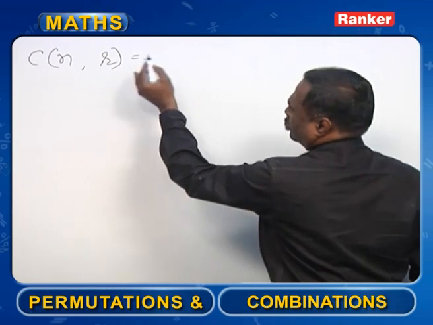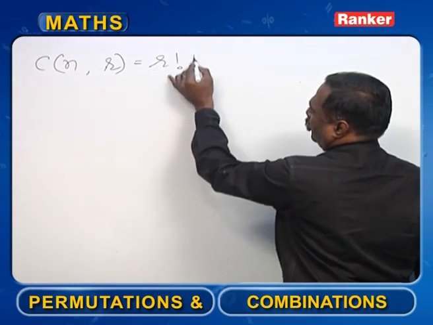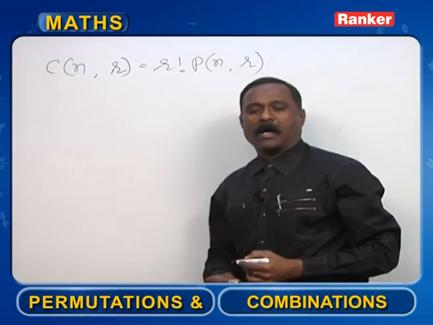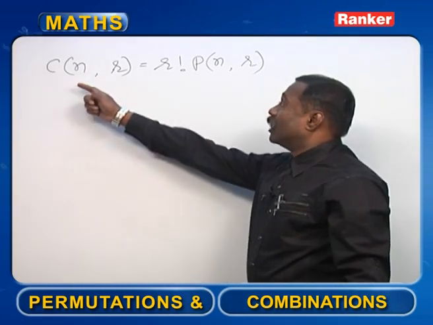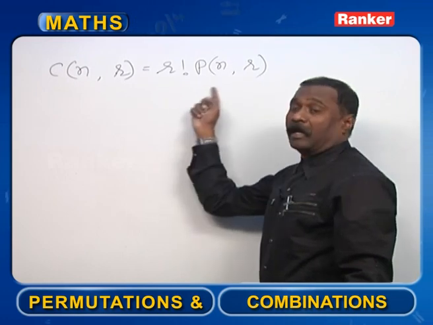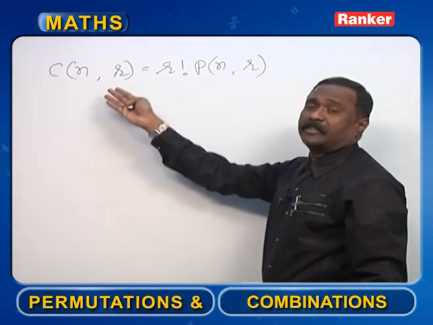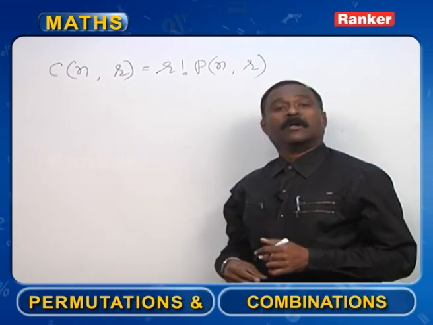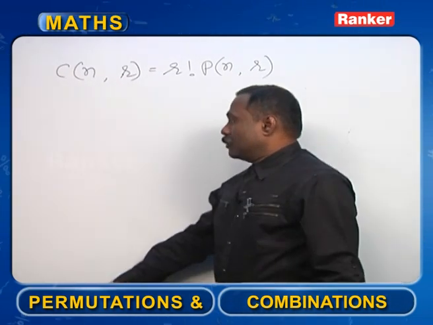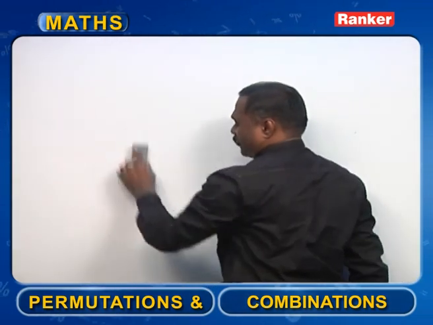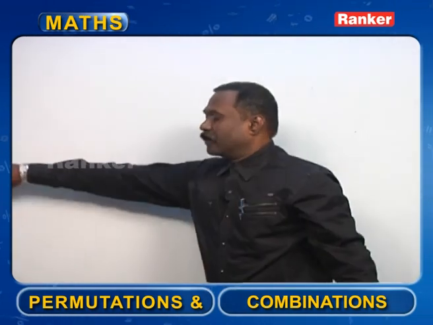nCr is equal to P(n, r) divided by r factorial. So a selection can lead to an arrangement, that is, a combination can lead to a permutation with a simple multiplication by r factorial. Now, some results that are to be remembered, let us see now.